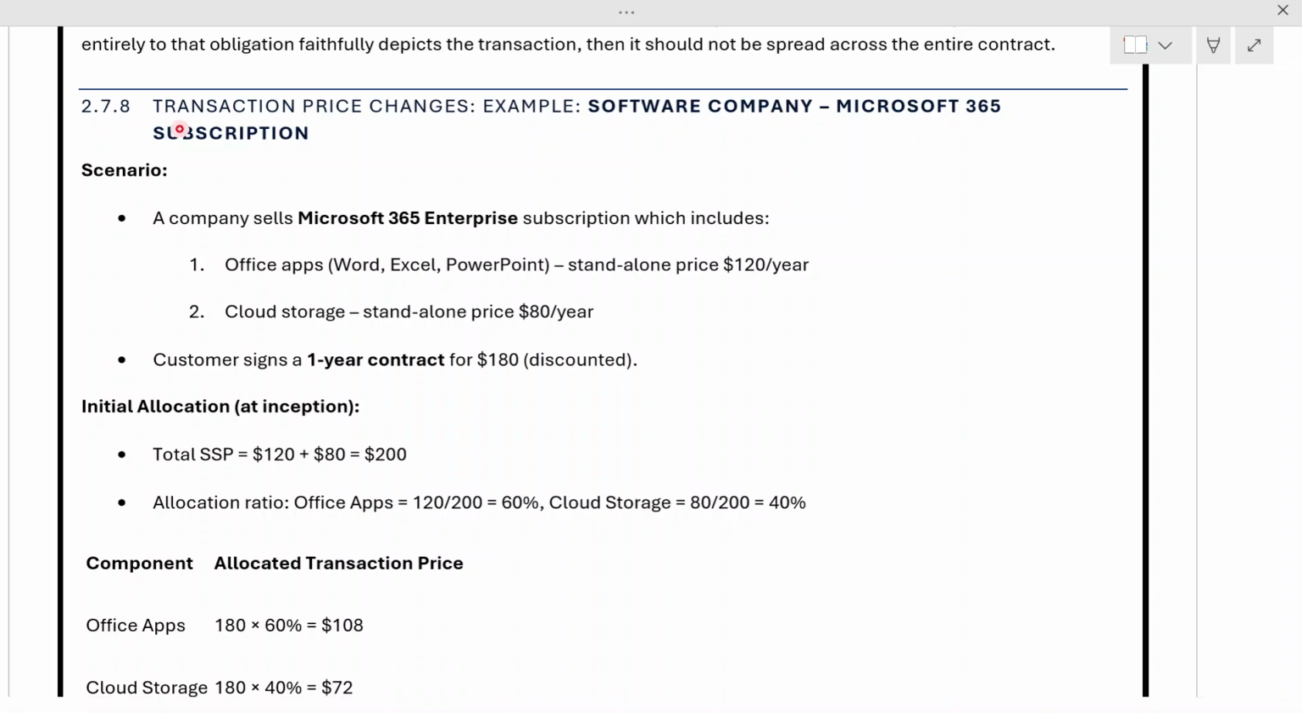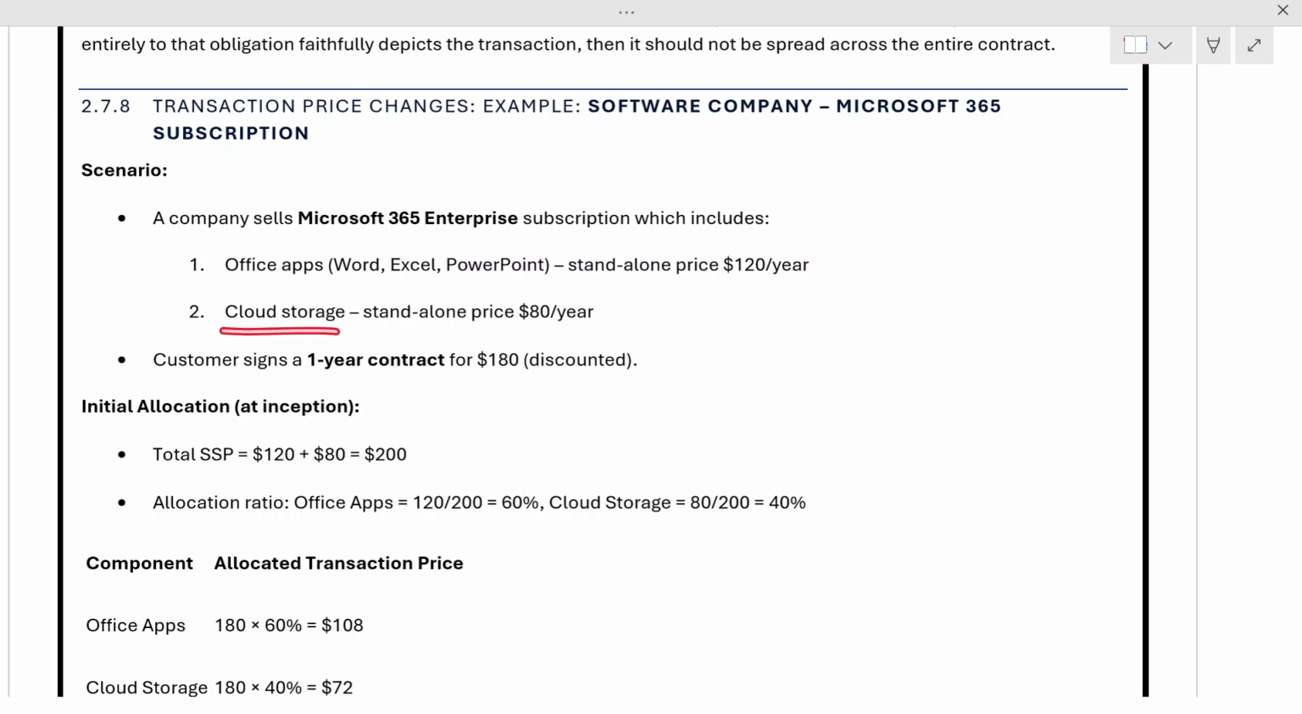Okay. Now let's try to understand the transaction price changes impact on revenue recognition principles. So effectively, let's take the example of Microsoft company wherein they are selling some subscription which includes office apps just like Word, Excel, PowerPoint, and the standalone selling price is $120.